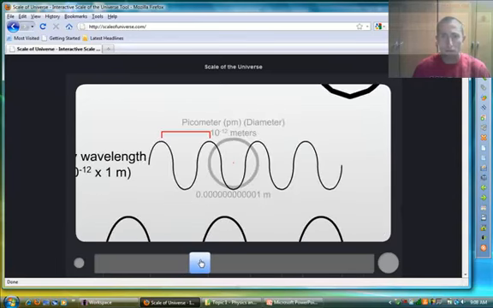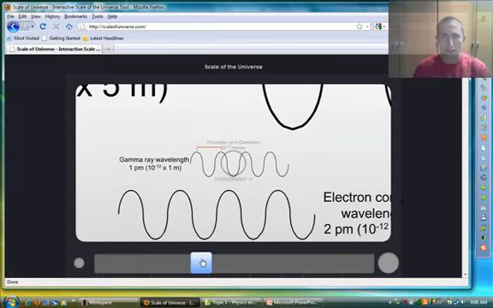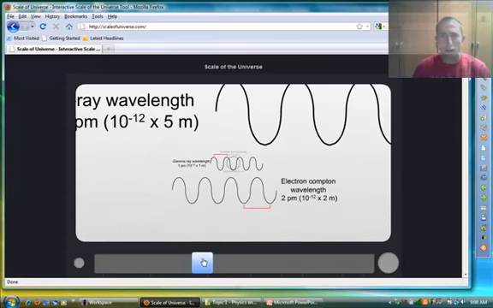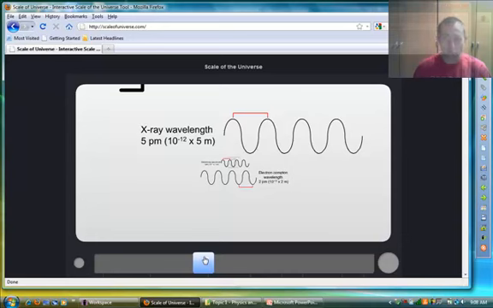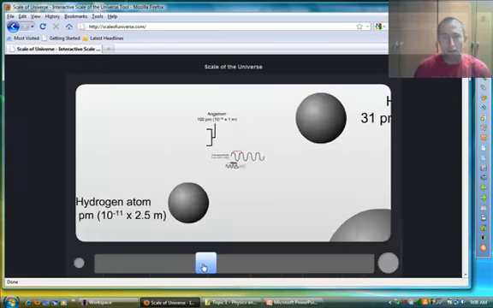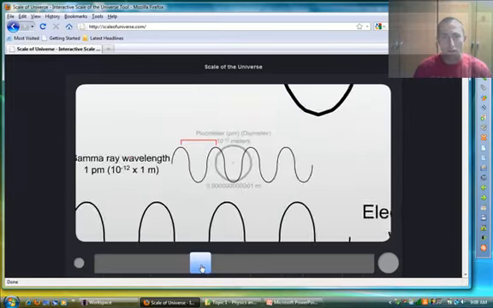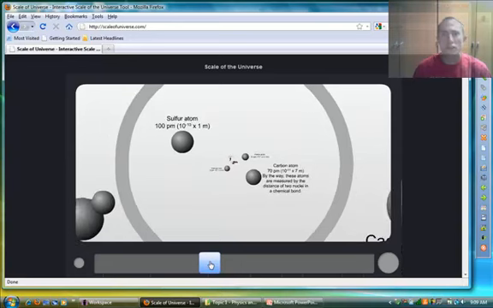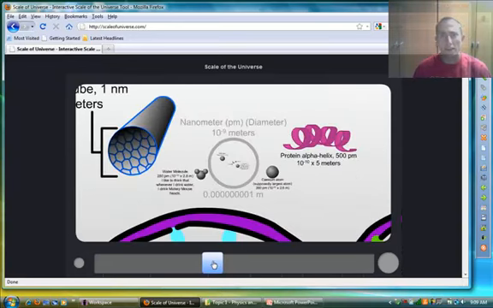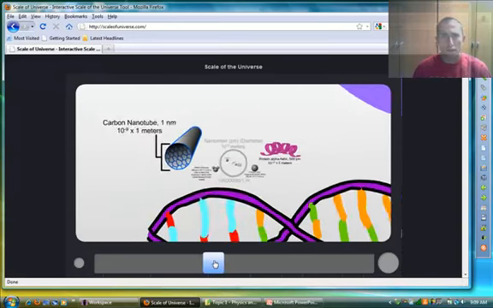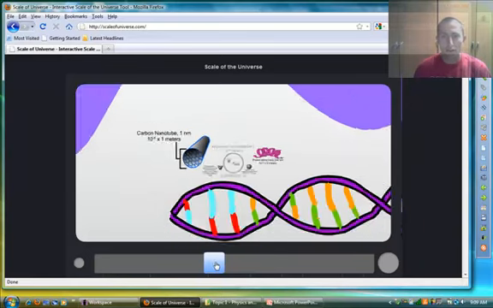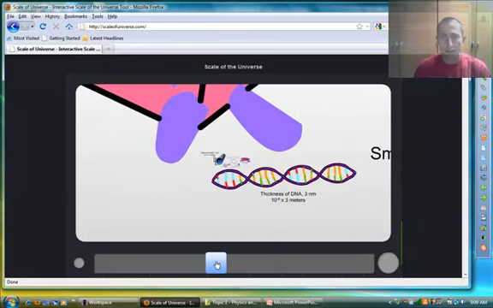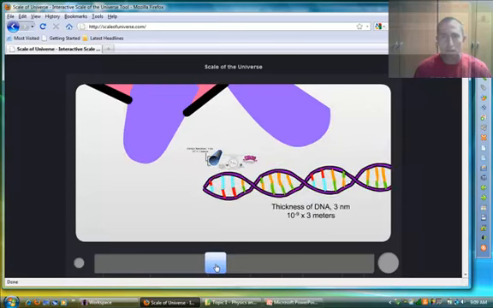Then we're getting larger. Picometers, 10 to the negative 12th. Now we're into the range of electromagnetic radiation, some of the highest energy electromagnetic radiation, which is our gamma radiation. As we get larger, we're getting into atom sizes, molecules, nanotubes, and then here we have DNA. DNA's thickness is about 3 nanometers.